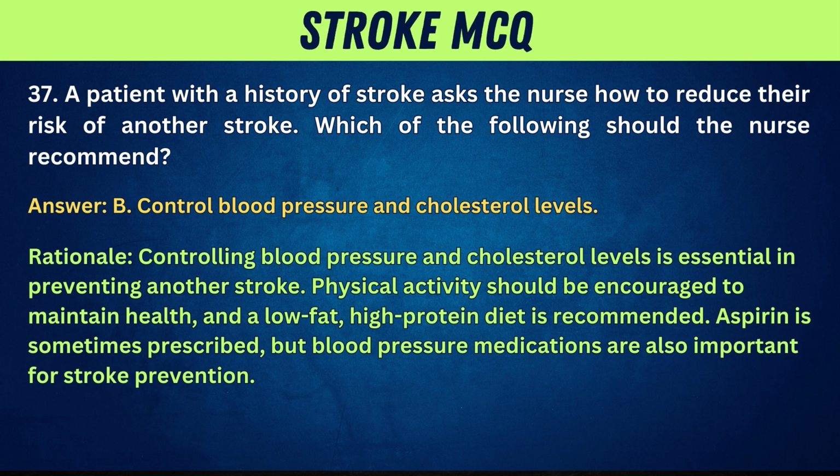Rationale: controlling blood pressure and cholesterol levels is essential in preventing another stroke. Physical activity should be encouraged to maintain health, and a low-fat, high-protein diet is recommended. Aspirin is sometimes prescribed, but blood pressure medications are also important for stroke prevention.